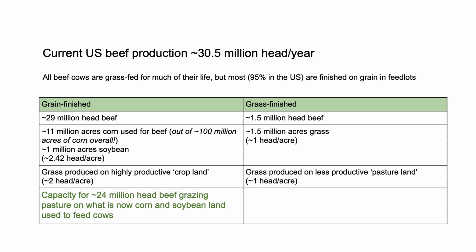And so we need to think hard about what kind of a landscape we want, what we want out of our agricultural systems. And as we think about that, we have to think about how to incentivize more grass finished, more grassland based agriculture.